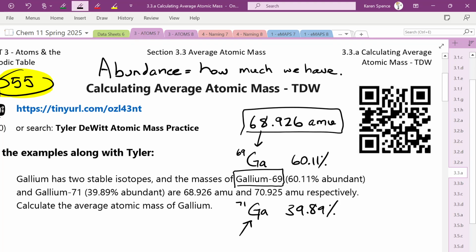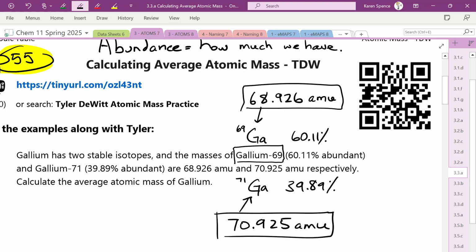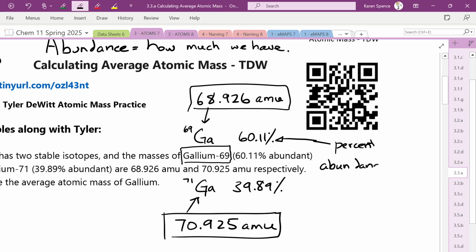And gallium-71 isn't really 71, it's actually a little bit less. It is 70.925 AMU. All right. And this is the percent abundance of each of our isotopes. So we just use a very, very straightforward formula. Every time you get one of these, super easy.